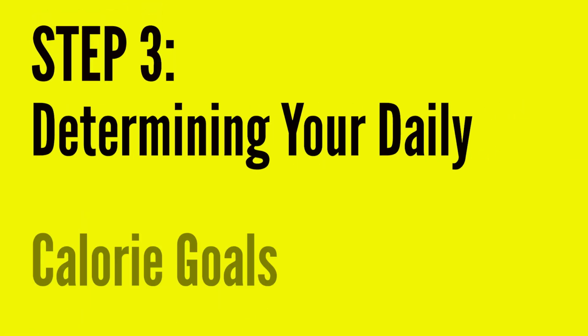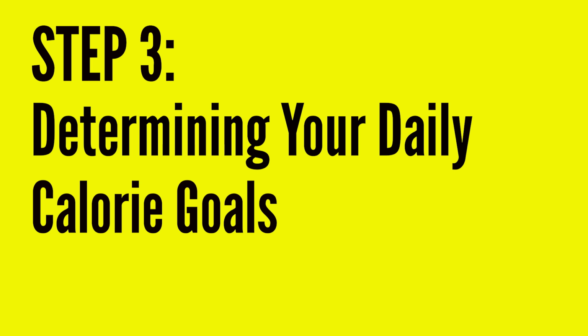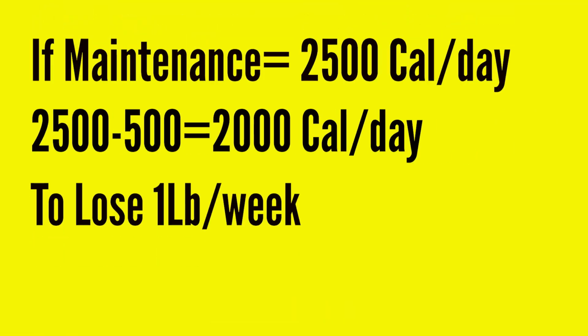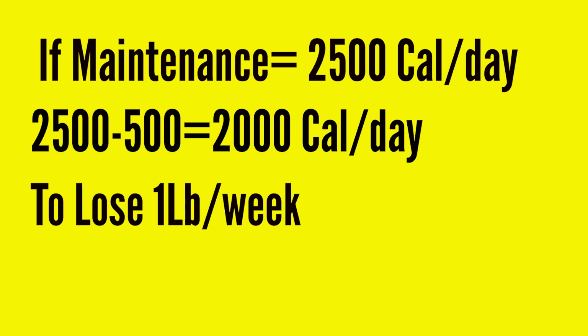So finally, you'll need to apply the calorie deficit that you just calculated to your maintenance calories in order to reach your weekly weight loss goals. To do this, you're going to simply subtract the calorie deficit from the maintenance that you calculated in step 1. For example, if you have a daily maintenance of 2,500 calories and you want to lose 1 pound of fat per week, all you have to do is subtract 500 from 2,500. That means that you'll need to consume 2,000 calories per day to lose 1 pound of fat per week.